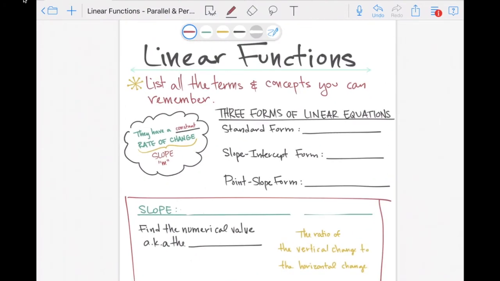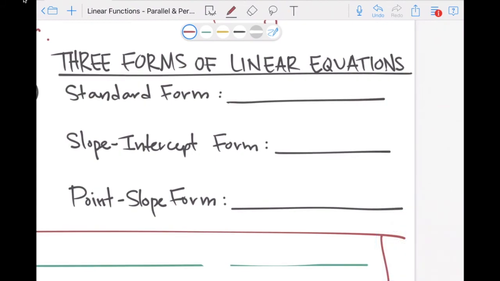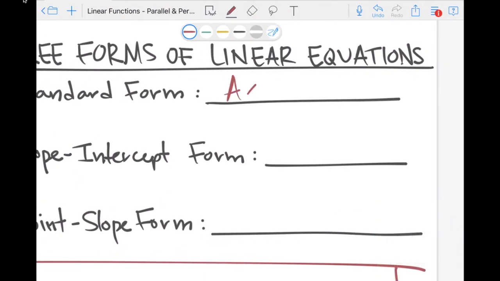Okay, next we're going to talk about the three different forms for linear equations. You learned standard form, slope-intercept form, and point-slope form. Standard form is ax plus by equals c. It isn't as practically useful as the other two forms, but it's the formal way to write the equation of a line. It is nice for graphing lines using intercepts. I don't know if you remember this from Algebra 1, but if you plug in a 0 for your x value, you can find your y-intercept. If you plug in a 0 for your y, you can find your x-intercept. So sometimes standard form is really helpful when you're trying to graph lines.